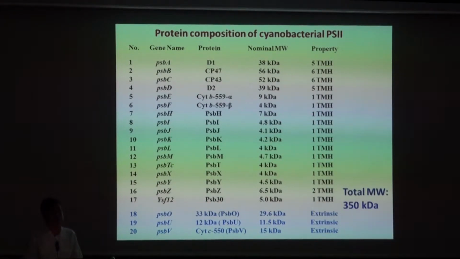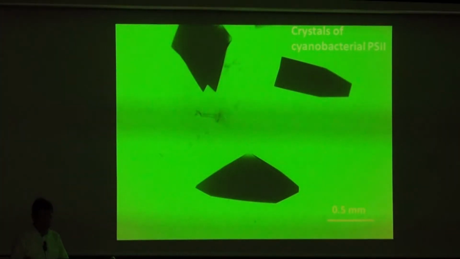So this is a very large membrane protein complex, and in order to see the structure of the catalyst, we need to analyze the structure of this whole complex at a high resolution. So we have been purifying the protein from the cells and making crystals. This is the crystal we obtained from cyanobacterial PS2. You can see the crystal looks very dense and dark, because it contains a large amount of chlorophyll.